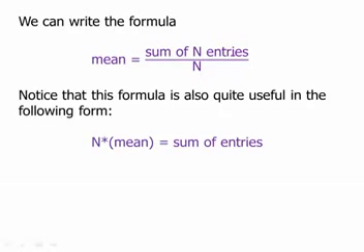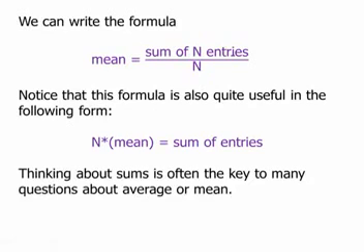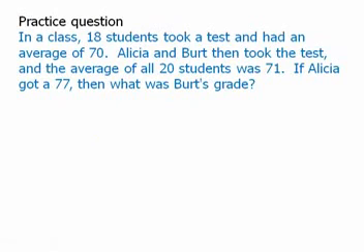Notice that this formula is also quite useful in the following form. If we just multiply both sides by n, we get n times the mean. In other words, the number of people on the list times the mean has to equal the sum of the entries. Thinking about sums is often the key to many questions about average or mean. It's really underappreciated how powerful this second form is. For example, here's a practice question. Pause the video and then we'll talk about this.